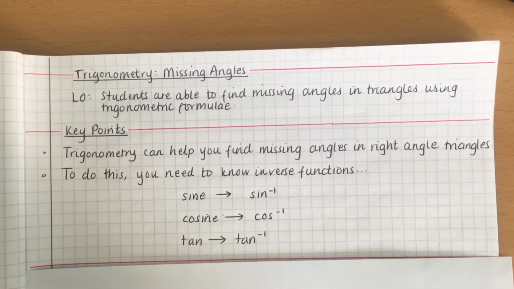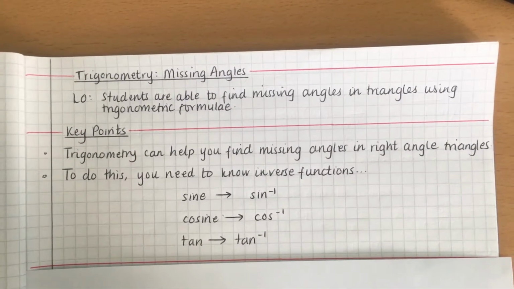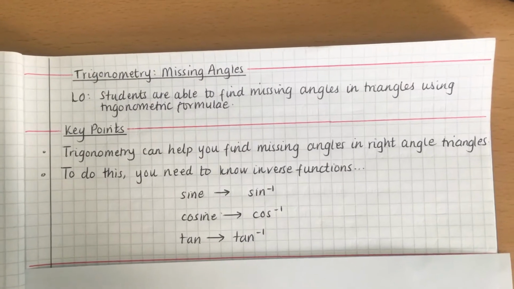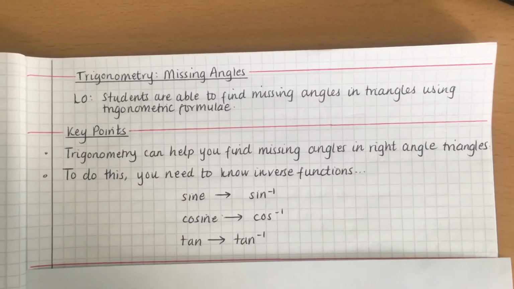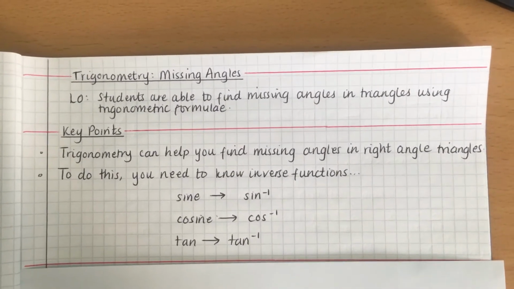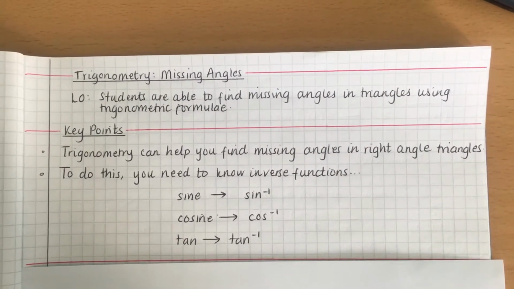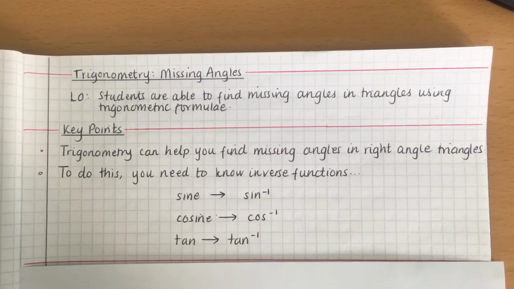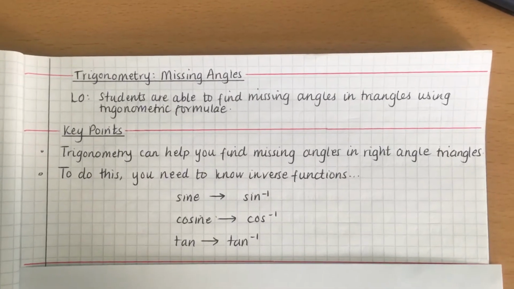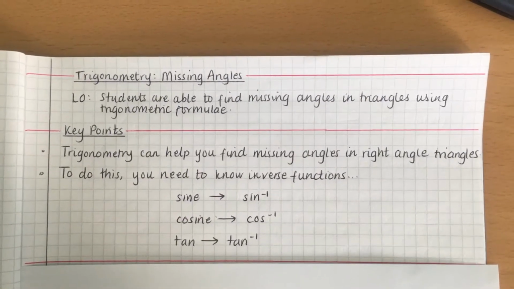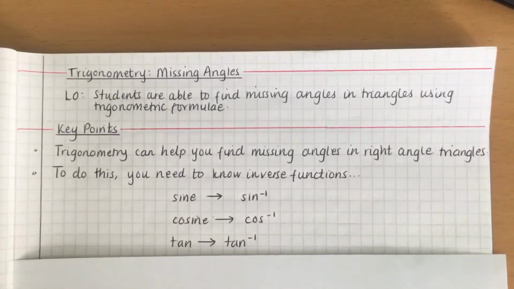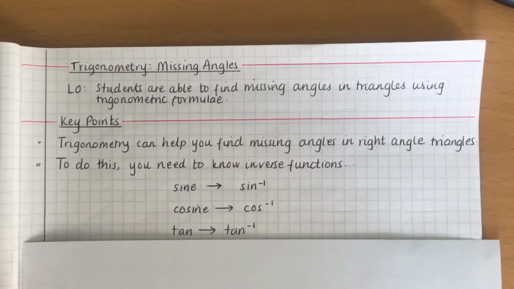Okay, so in this lesson, we're now going to move on to looking at how we can use trigonometry to find missing angles. Before, we looked at missing sides, now we're looking at missing angles. To do this, you need to know how to use the inverse of each function. Like how the opposite of plus is subtract and the opposite of multiply is divide, we need to know the opposite of the three functions sine, cos and tan.